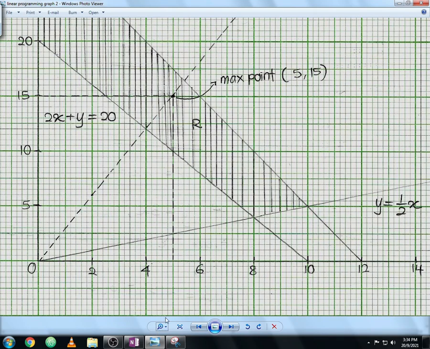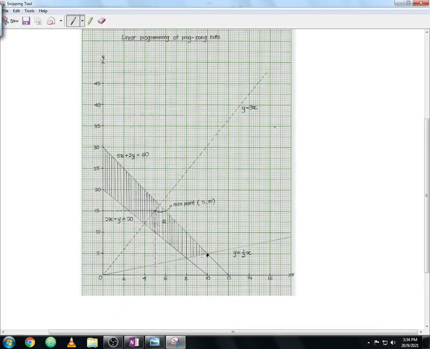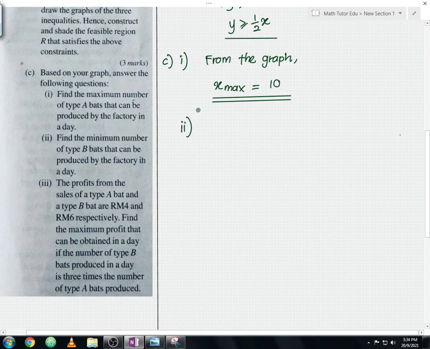Let me zoom out and mark it over here. From here you get your y minimum is equal to 4. Let me erase this and go back to our main discussion. From the graph, you get your y minimum is equal to 4. Let me underline the solution.